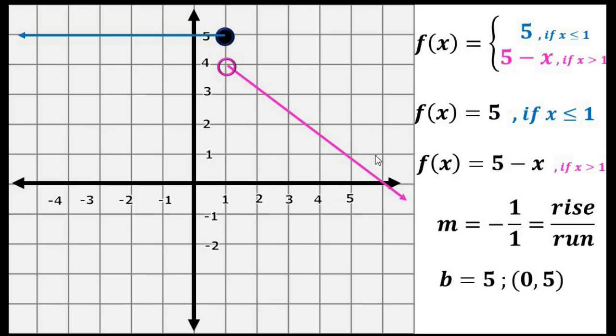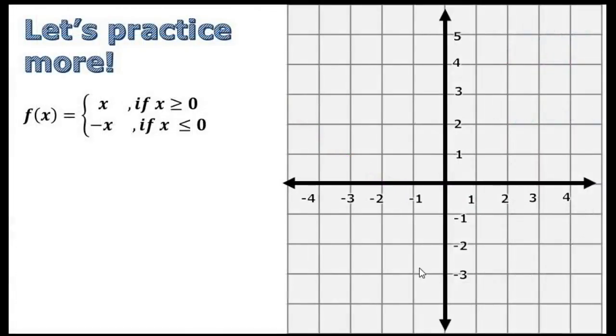And this is now the graph of the piecewise function 5 if x is less than or equal to 1, and 5 minus x if x is greater than 1. And that's one example on how you're going to graph a piecewise function. Next, let's have some more practice.